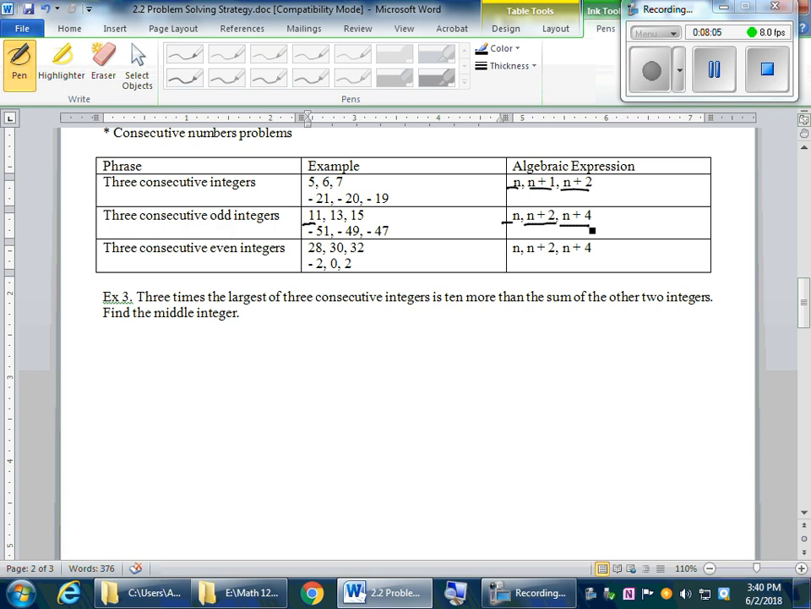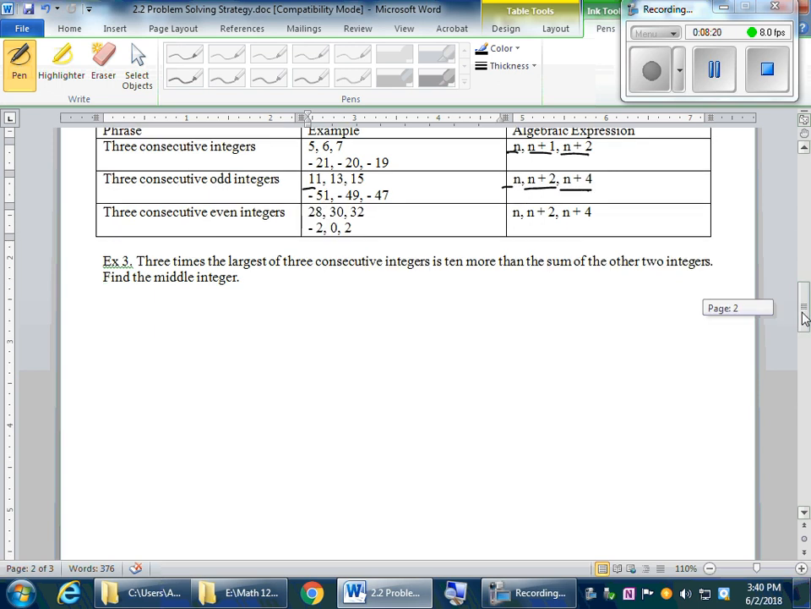Similarly for the consecutive even integers. So these are algebraic expressions that you want to understand so that it's easier to translate. So let's take a look at example number 3.